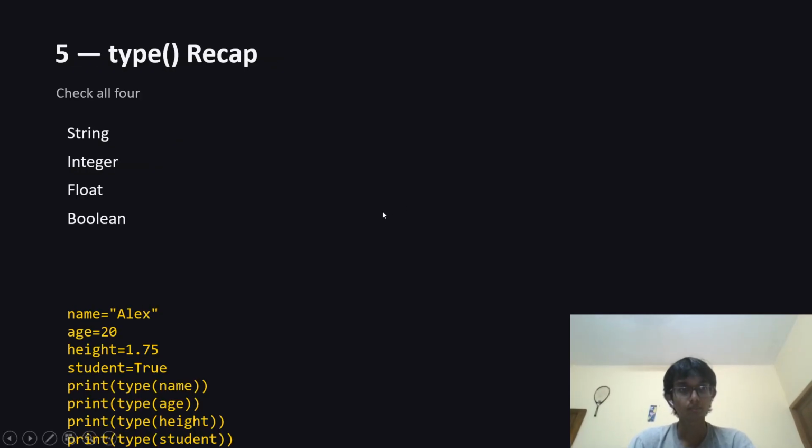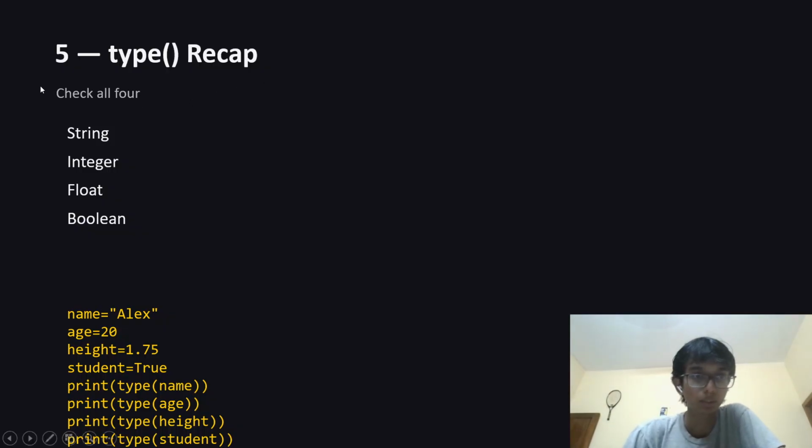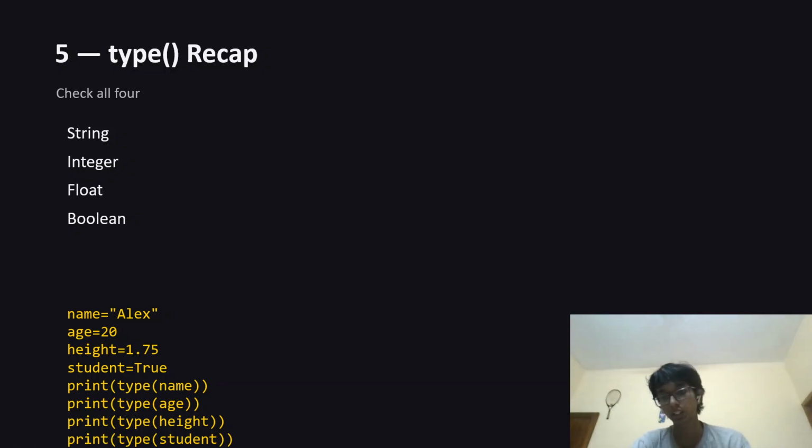Going to the next thing, type recap. So we can check all four here. We have an exercise, a very small exercise. We check all four here. We have string, integer, float, and boolean. I'll give you some time. People go and check everything. In the case that you are not able to do it, we will do it.